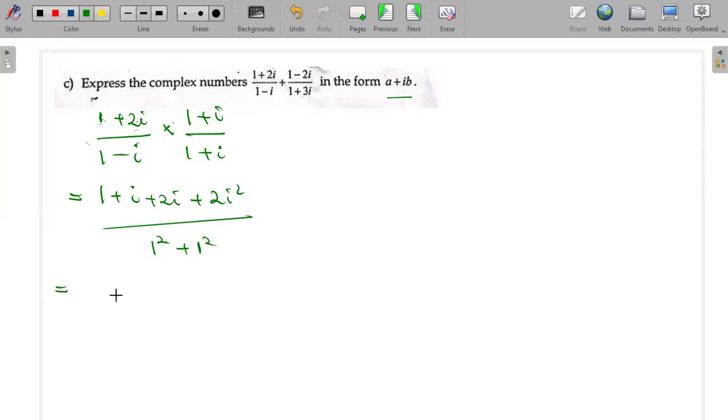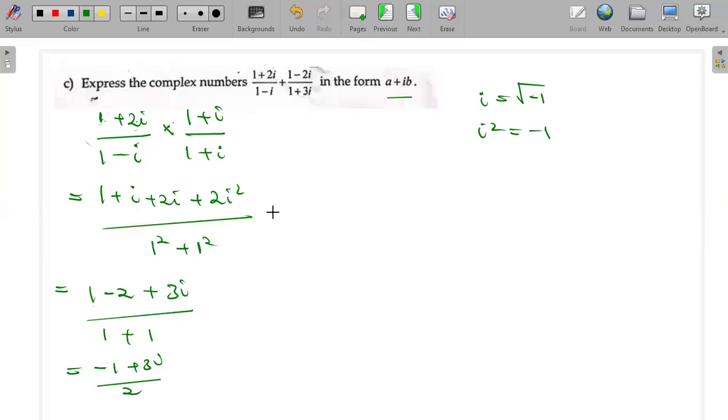Now in 2i squared, since i is the square root of negative 1, i squared is just equal to negative 1. So where there's i squared, I can replace it with negative 1, which gives me that this 2 becomes negative 2, and then I can add i plus the 2i, which gives me 3i, over 1 squared plus 1 squared, which is 2. So I have 1 minus 2, which gives me negative 1, plus 3i, over 2.